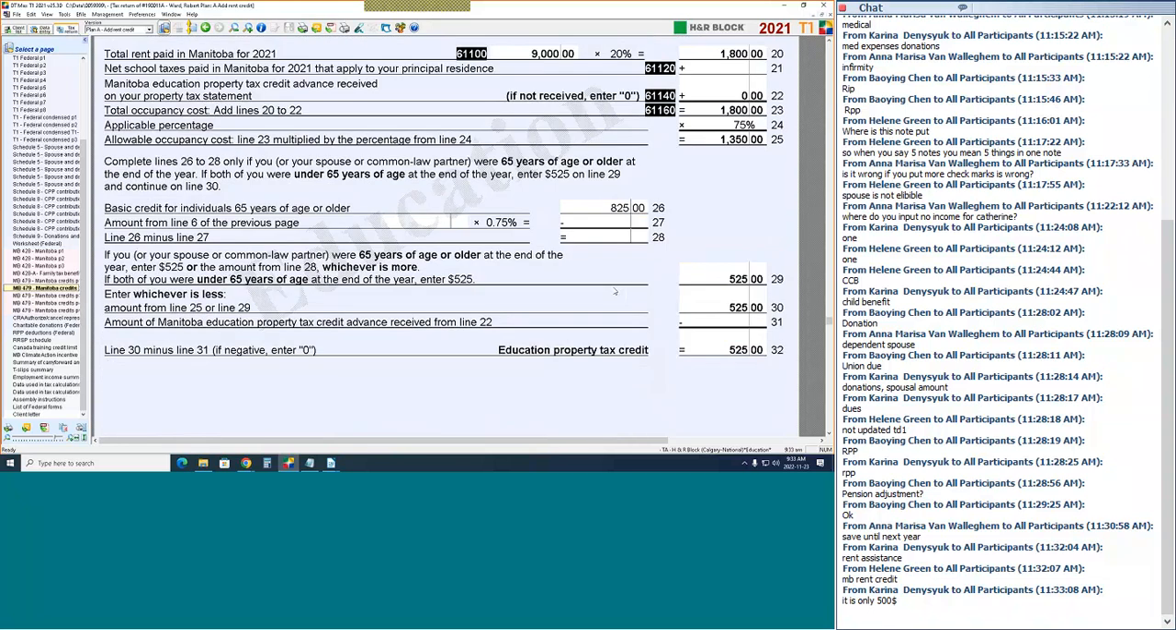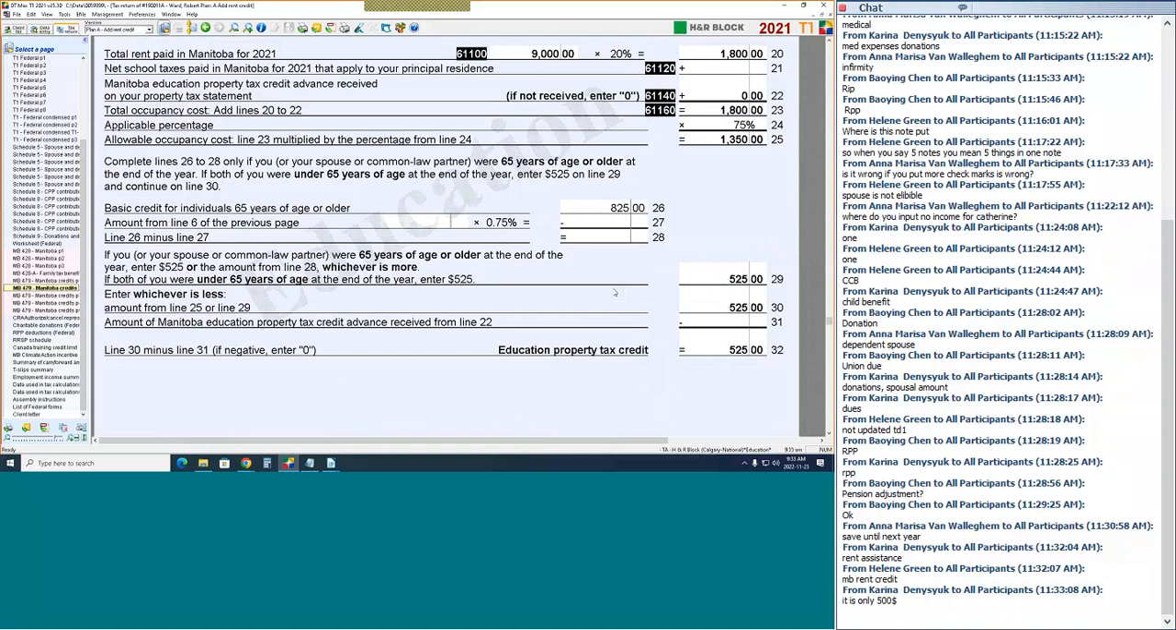they're going to get $525. And yes, Karina, it's only $525 because it used to be $700, but then they reduced the rent credit and they're reducing it again. Next year it will be less than $500. I think it'll be $480 something. But it's going to keep going down until it theoretically goes away.